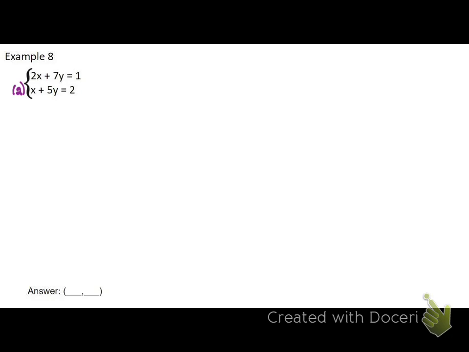So my top is going to stay the same, 2x plus 7y equals 1. My bottom row, I'm going to change so that my coefficients will be similar so that I can eliminate them. So 2 times x is 2x, 2 times 5y is 10y, and 2 times 2 is 4. All right, step 2 in our notes. Are you going to add or subtract these two equations in order to eliminate the x? Well, 2x plus 2x would be 4x, so that doesn't work. So I'm going to have to subtract.